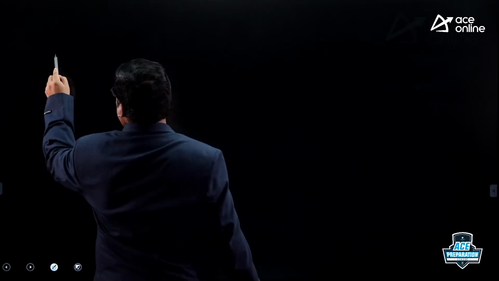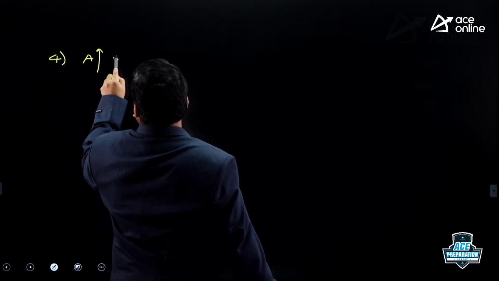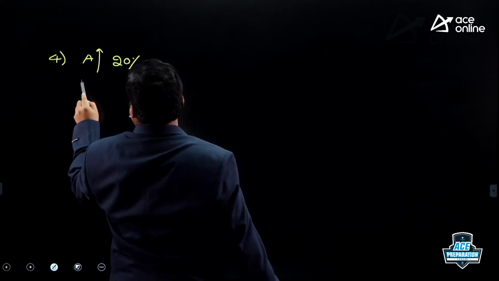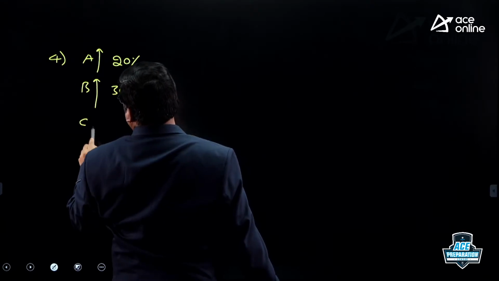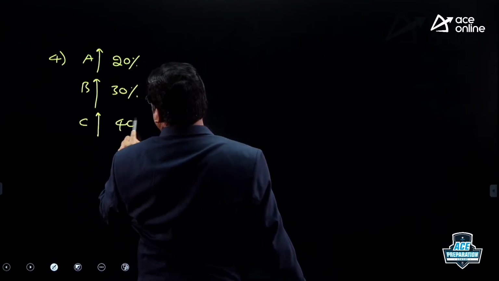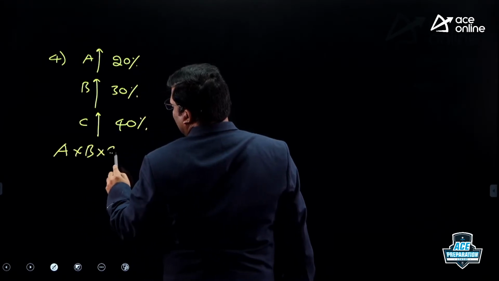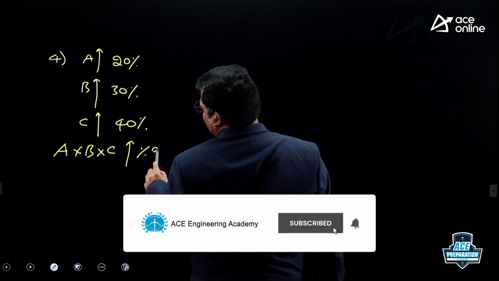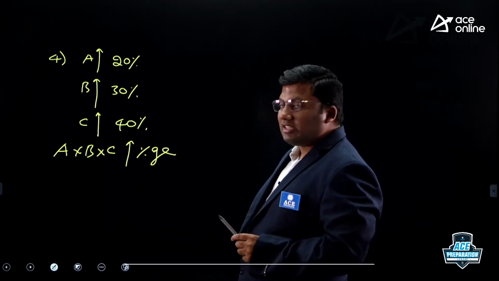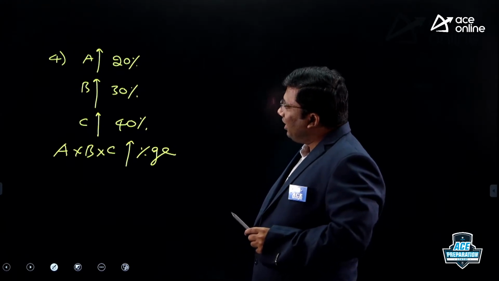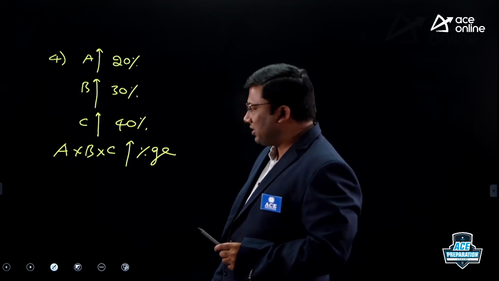Fourth question. A increases by 20%, B increases by 30%, C increases by 40%. A into B into C increases by what percentage? There are three parameters. A increases by 20%, B increases by 30%, C increases by 40%.